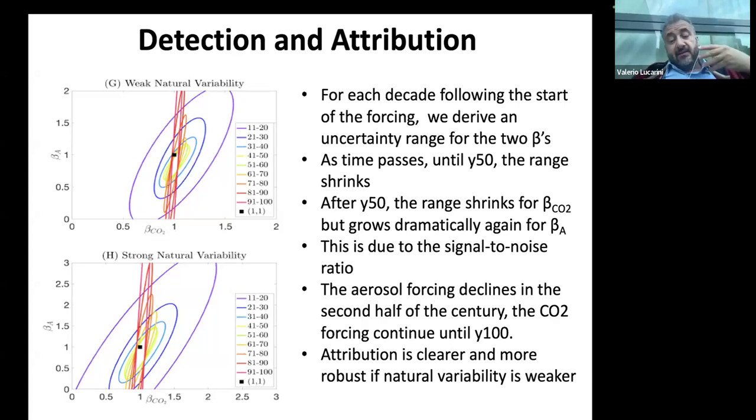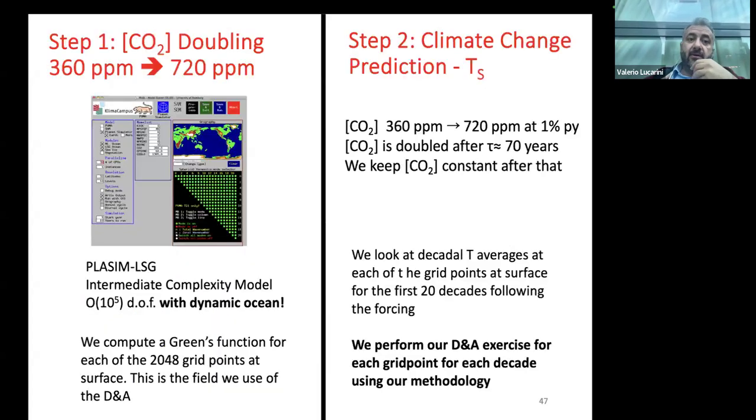In our applied choice, the aerosol forcing decays after a while, because we want to represent a pseudo-realistic time development of pollution. And what we see is that as time goes on, the aerosol forcing becomes irrelevant, and so the attribution becomes harder again. So somehow we are able to follow the statistical quality of the attribution in time. In other terms, the theory works.